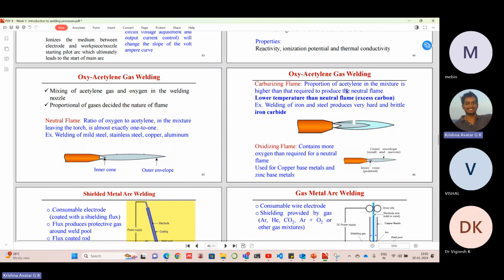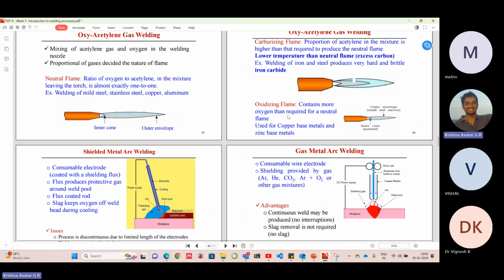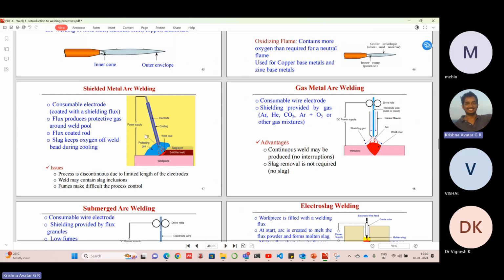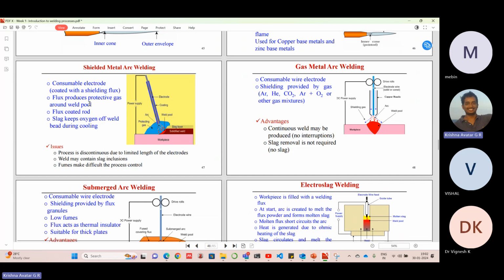And in certain cases, if we have a higher acetylene, then it will become slightly carbon rich. So we call it carburizing. Okay, and then we also have oxidizing flame, in which we'll have more oxygen than required for a neutral flame. Then we have shielded arc welding. Here we use a consumable electrode, and then we have all this welding process being carried out.